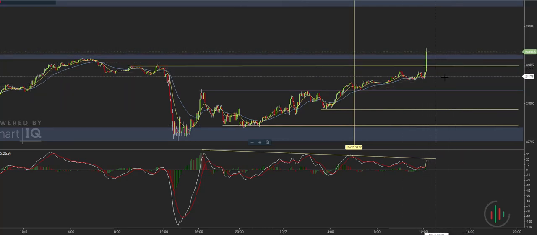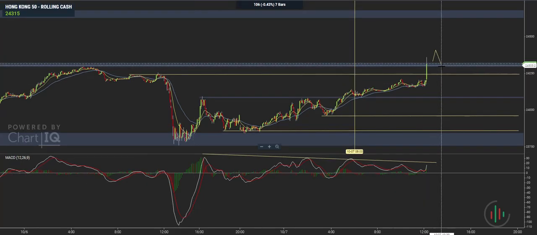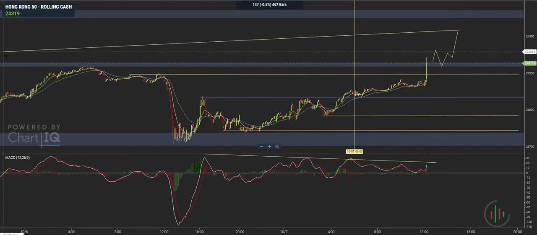If we fade back below it and hold a lower high, we're looking to squeeze out any of these shorts and any of these shorts that are trapped here. So it could be the start of a trap. We'll see. Otherwise, you want to see it pump up, retest, hold. You want something like that.